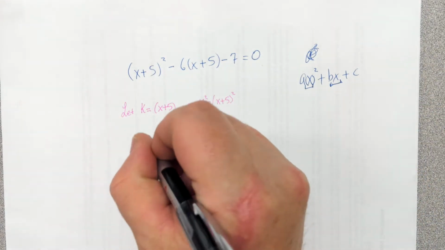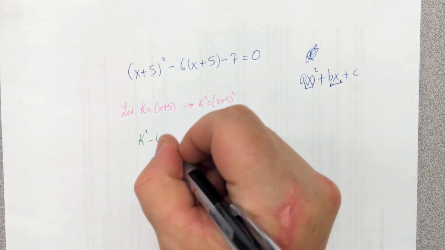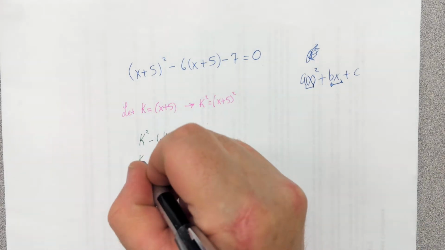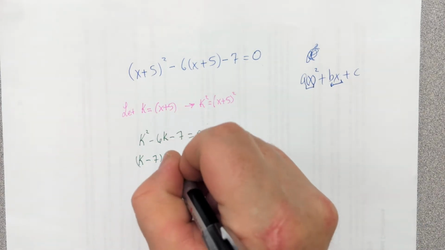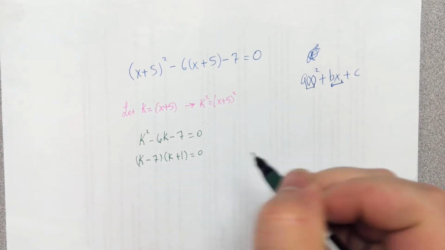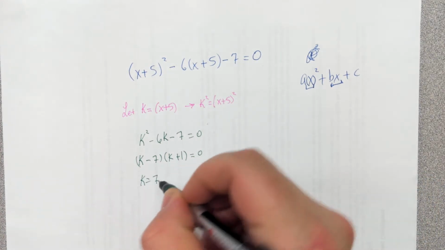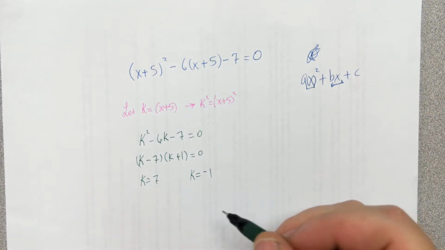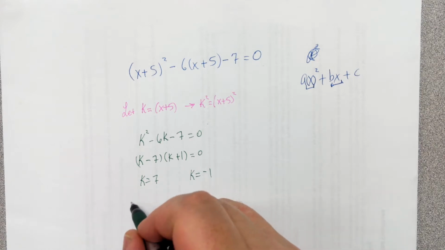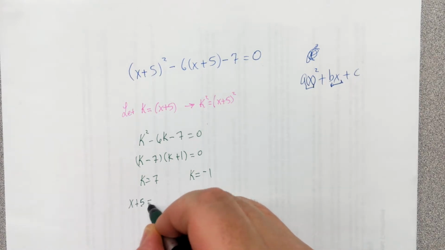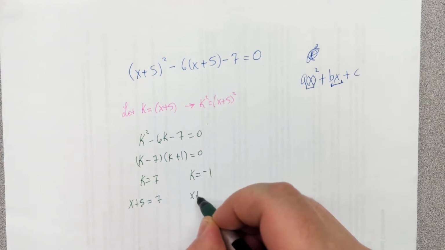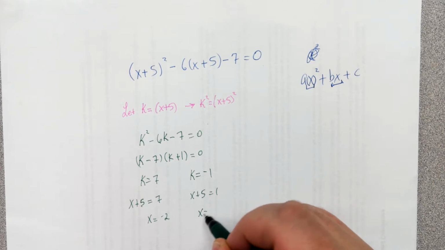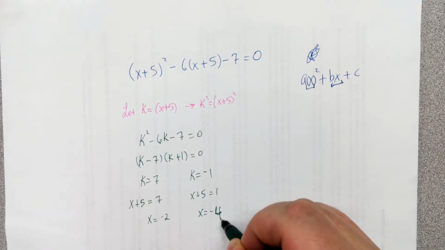Okay, so then we've got K squared minus 6K minus 7 equals 0. That's factorable. Negative 7 and positive 1, right? So then K equals 7 and K equals negative 1. Problem is we're not solving for K, we're solving for x. But now we can solve for x because all you have to do is resubstitute. K was x + 5. So then x is negative 2 and negative 4.